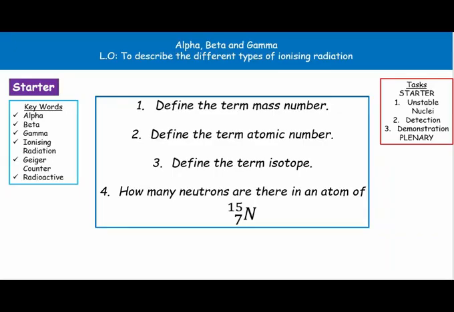So what we're going to be doing in today's lesson is having a look at the three different types of ionizing radiation: alpha, beta and gamma. So to start us off, let's have a quick review on what we did in our last lesson. 4 questions on the screen there that I'd like for you to answer in your books. So I'll give you about 3 minutes to get that done. Off you go.